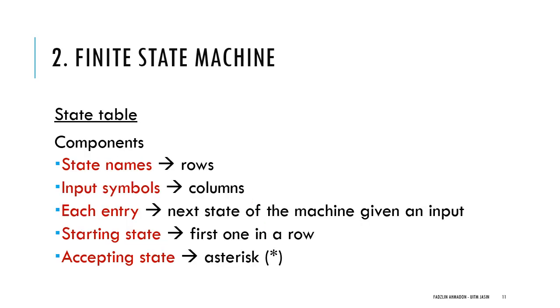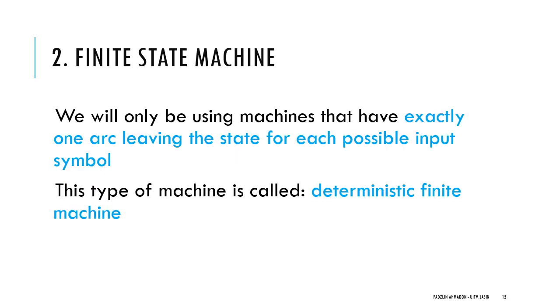Meanwhile, these are the components of a state table. First of all, the state names will be inside rows, and all the input symbols will be inside columns. Each entry is the next state of the machine given an input. The starting state is always the first one in a row inside our table, and the accepting state will be denoted by an asterisk. The type of finite state machine we'll be using is a deterministic finite automata.